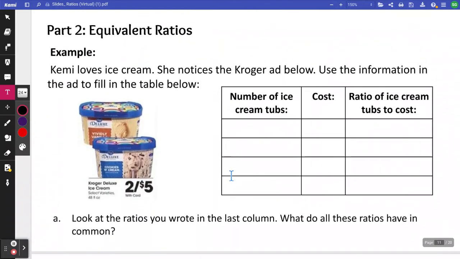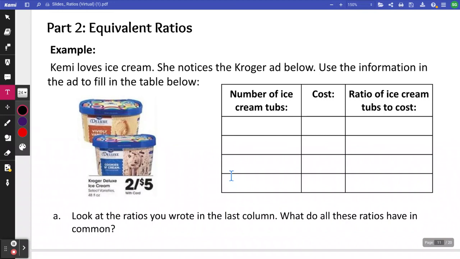So for our next part on equivalent ratios, I've got more about food. And in the second example here, we've got Kimmy loves ice cream, and she notices the Kroger ad below. Use the information in the ad to fill in the table. In this ad, there is a ratio that's given to us. Now, if you've seen this before in an ad, I'm sure your brain doesn't say, yes, a ratio. But when they tell us 2 tubs for $5, that is another example of a ratio. We said a ratio is a comparison of two numbers. And what we're saying here with that ratio of 2 to 5 is you can buy 2 tubs of ice cream for a total of $5.